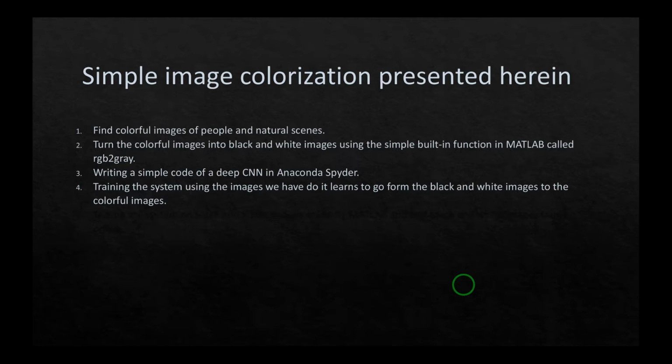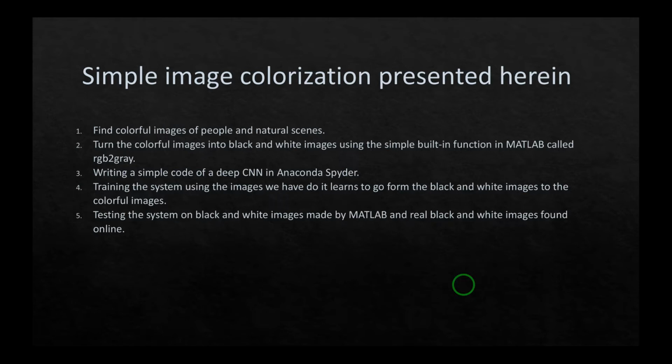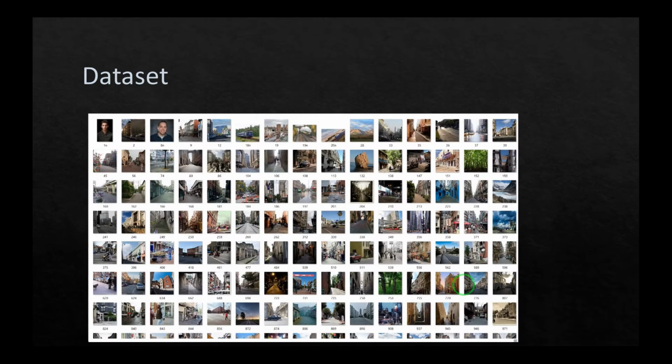And in the fifth stage, I would like to test the system on real black and white images, and also the ones that are artificially made by MATLAB. And hopefully the system is going to learn and work well at the fifth stage. The data set that I found consists of 582 images of people in urban and rural areas. Here is a snapshot of the data set, as you can see.